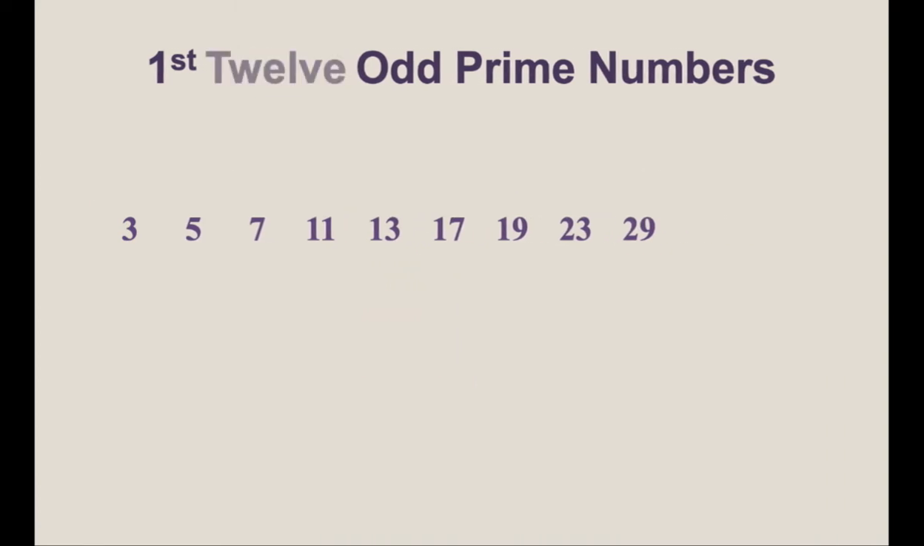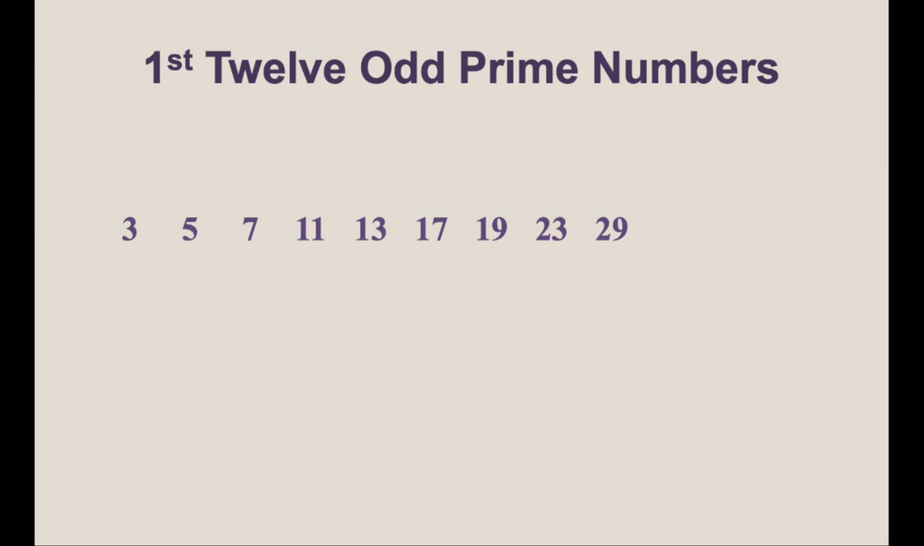Now, let's find the median of the first 12 odd prime numbers. The next prime would be 31. Then 33 is divisible by 11. We'll skip it. 35 is divisible by 5. Skip it. 37 is prime. 39 is divisible by 3. Skip. 41 is prime, and that gives us the first 12 odd prime numbers.